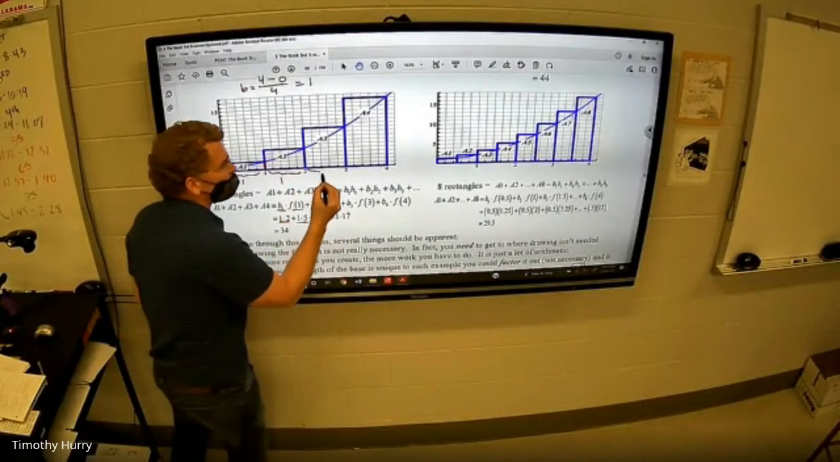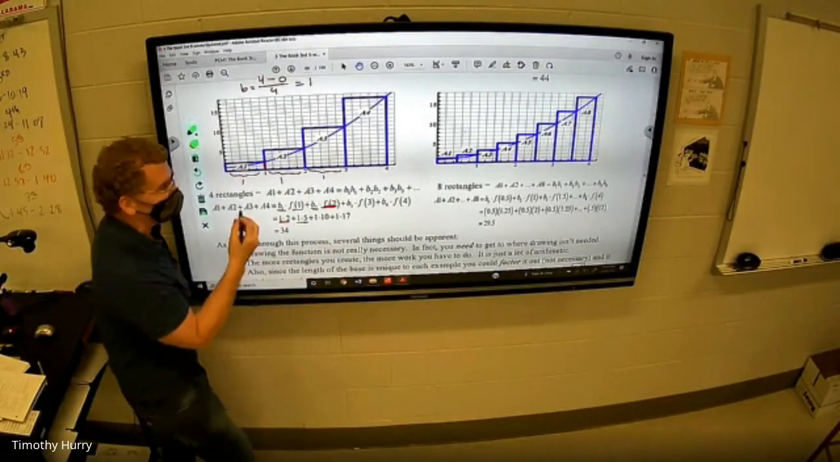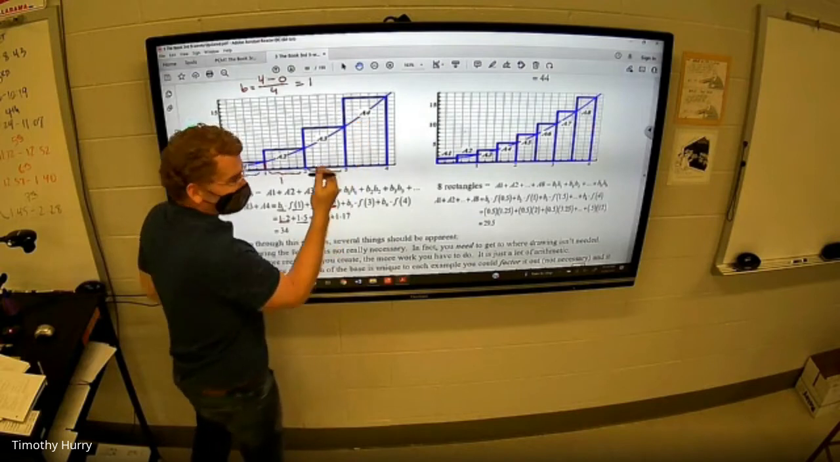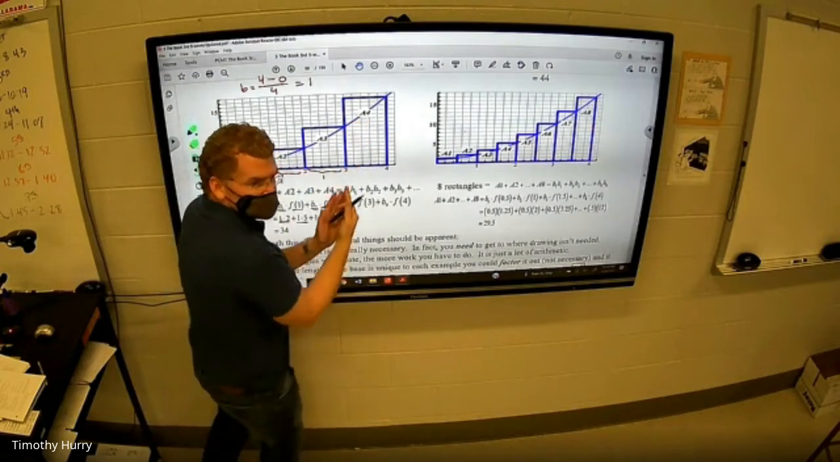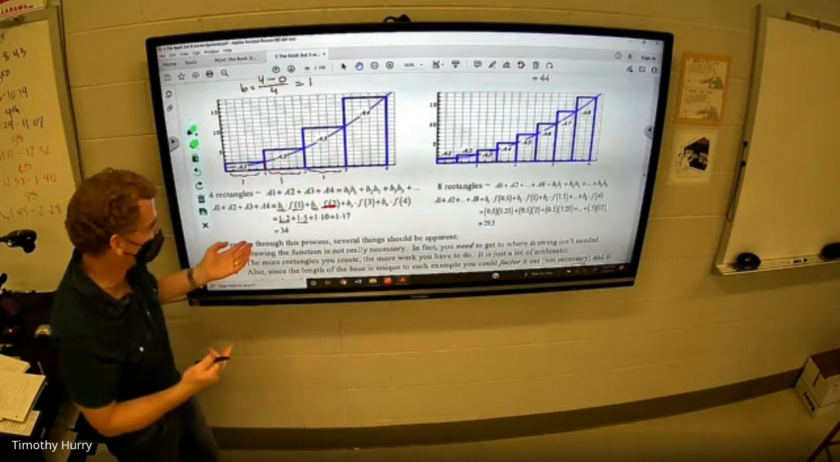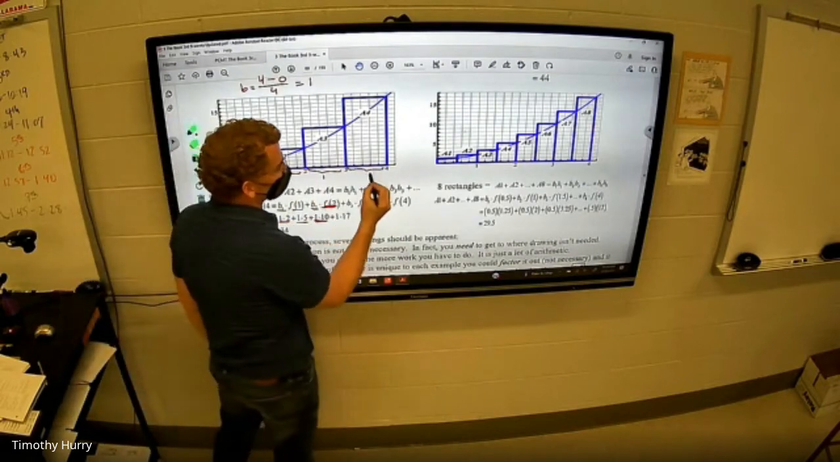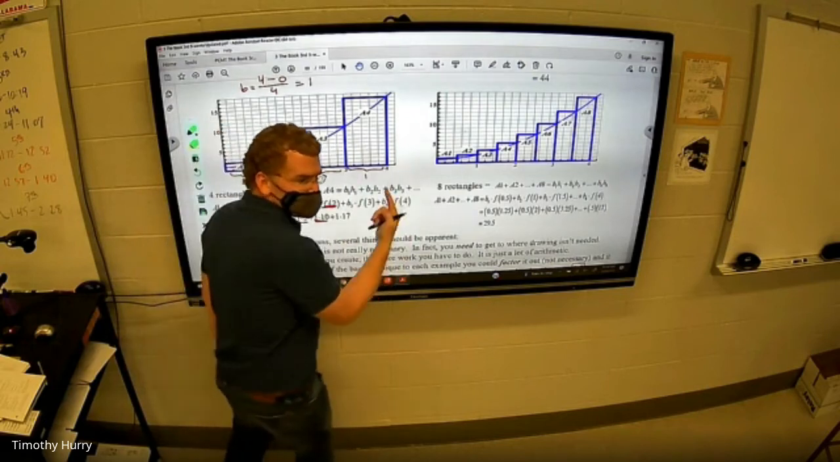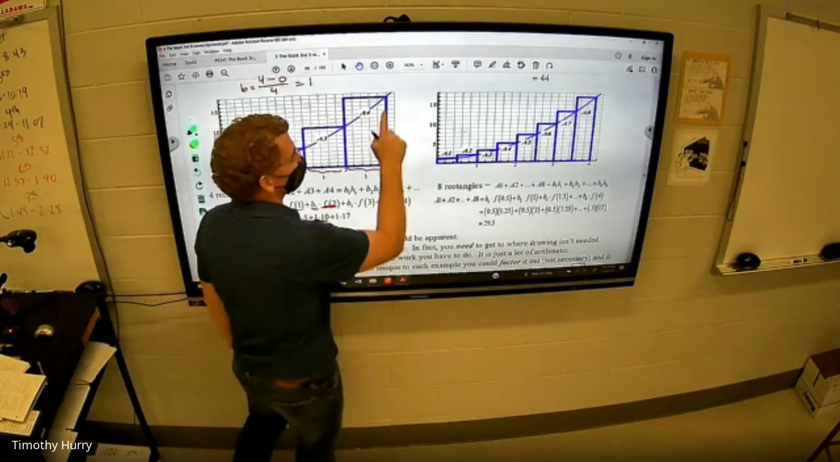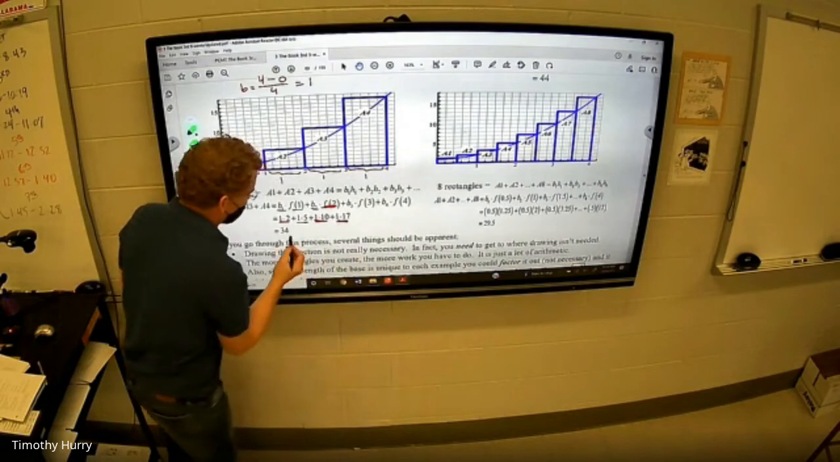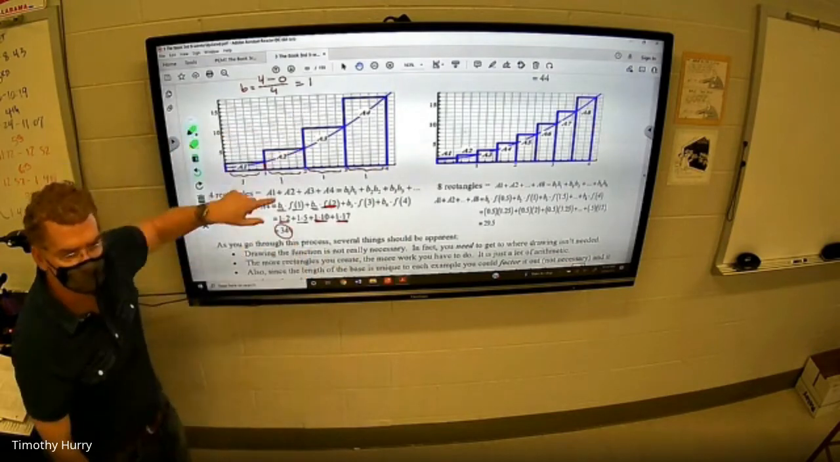And then my next base is also 1. But how do I find that height? I plug in the right side, 3, into my function, whatever it is. In this case, it ended up being 10. So there's another area. And then the next base is 1. But what's the right side of it? It's at 4. Plug 4 in, I get 17. And I add it up. And what did you notice going from 2 to 4 rectangles?